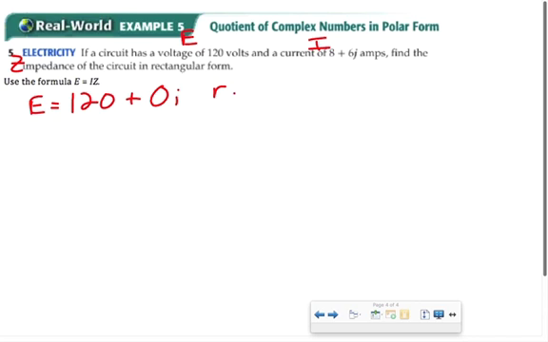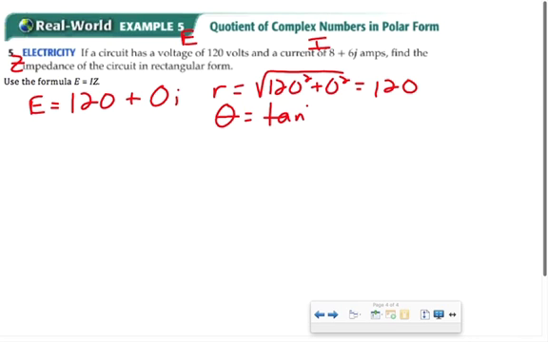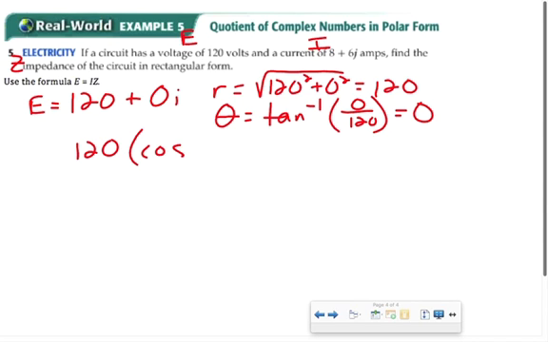And so the r for that is the square root of 120 squared plus 0 squared, so naturally that's just 120. The theta is the inverse tangent of 0 divided by 120, which is 0. So rewriting this complex number in polar form, I have 120 times the cosine of 0 plus I times the sine of 0. So that's E. My I value is 8 plus 6j.